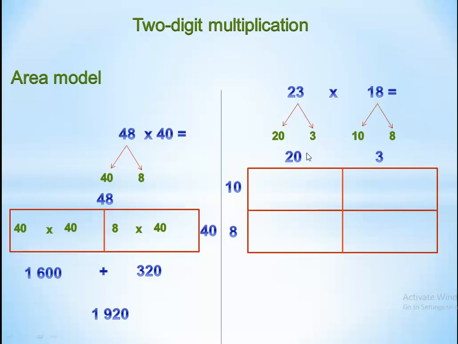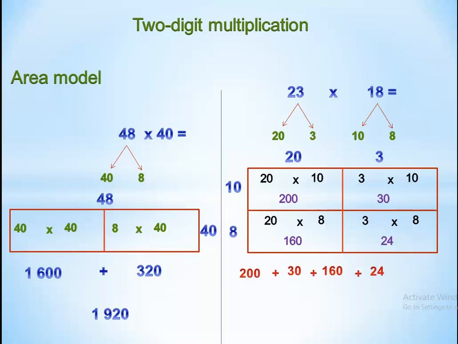And let's start. We must multiply 20 times 10. It equals 200. And here we will multiply 3 times 10. It will be 30. And here we will multiply 20 times 8. It will be 160. And here we will multiply 3 times 8. It will be 24. So add 200 plus 30 plus 160 plus 24. It will be 414.